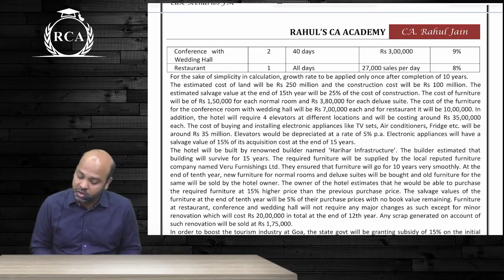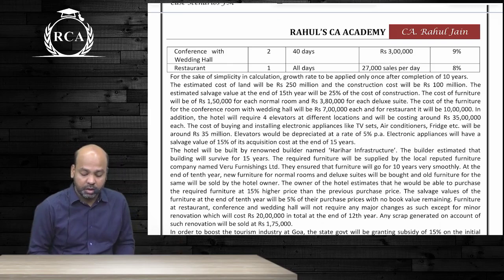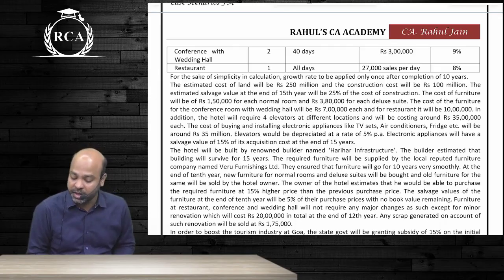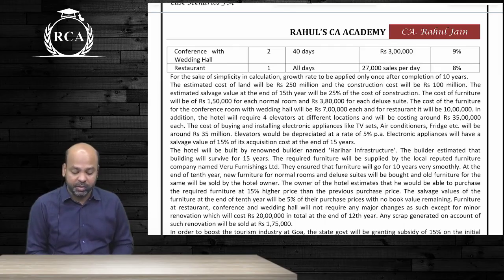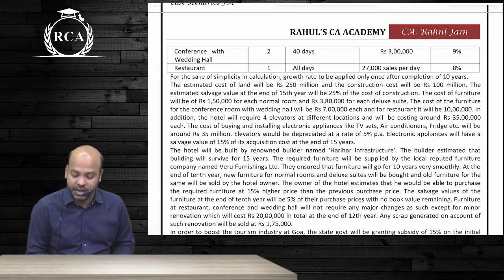The estimated cost of land will be 250 million. The construction cost will be 100 million. The estimated salvage value at the end of the 15th year will be 25% of the cost of construction. So that's 25% of 100 million. Only the construction cost's 25% is the estimated salvage value.